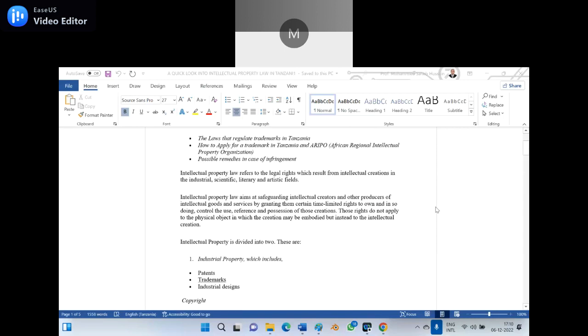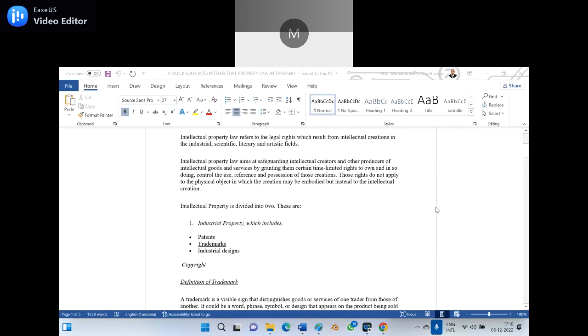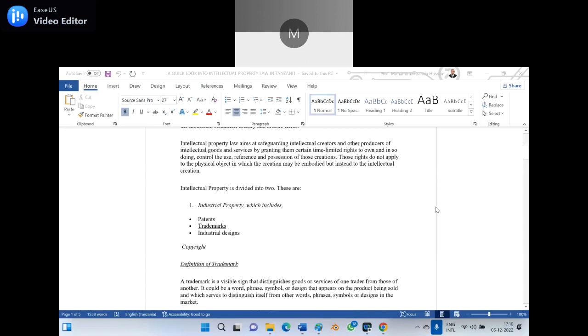So let us see that intellectual property is divided into two. These are industrial property, which includes patents, trademarks, industrial designs, and then copyrights.